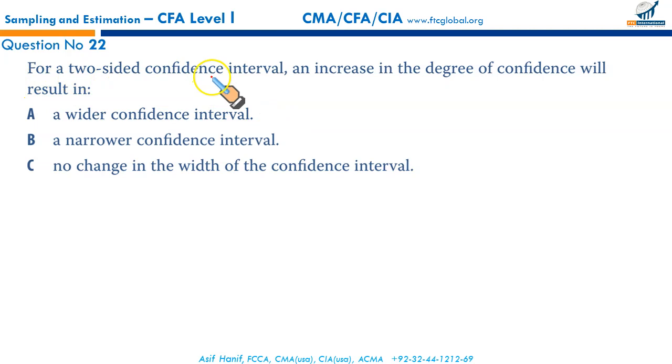For a two-sided confidence interval, an increase in the degree of confidence will result in what? A wider confidence interval. Again, a straightforward textbook-based question. As the degree of confidence increases, just like from 95% to 99%, a given confidence interval will become wider.